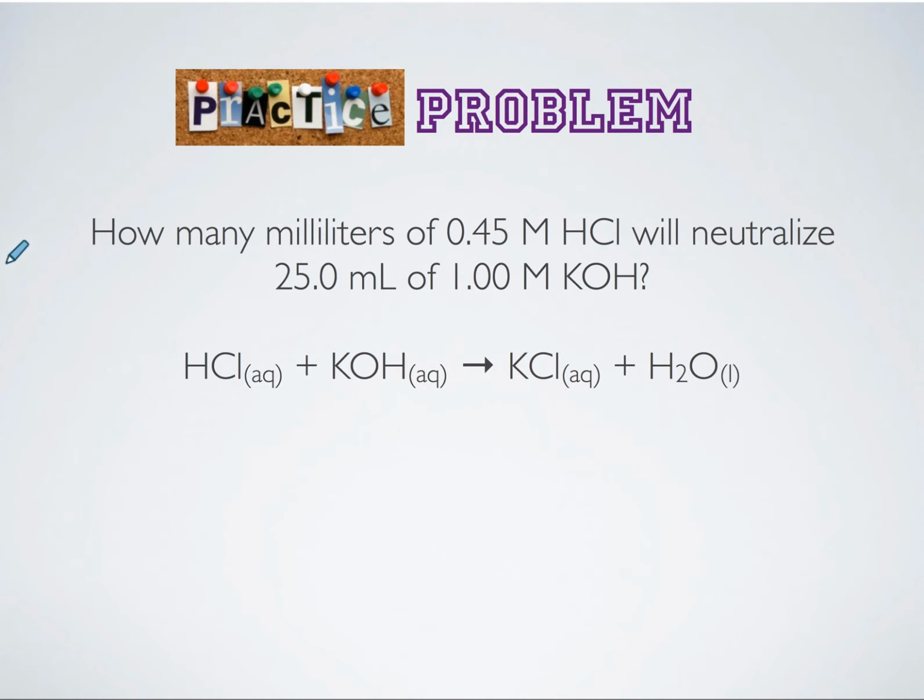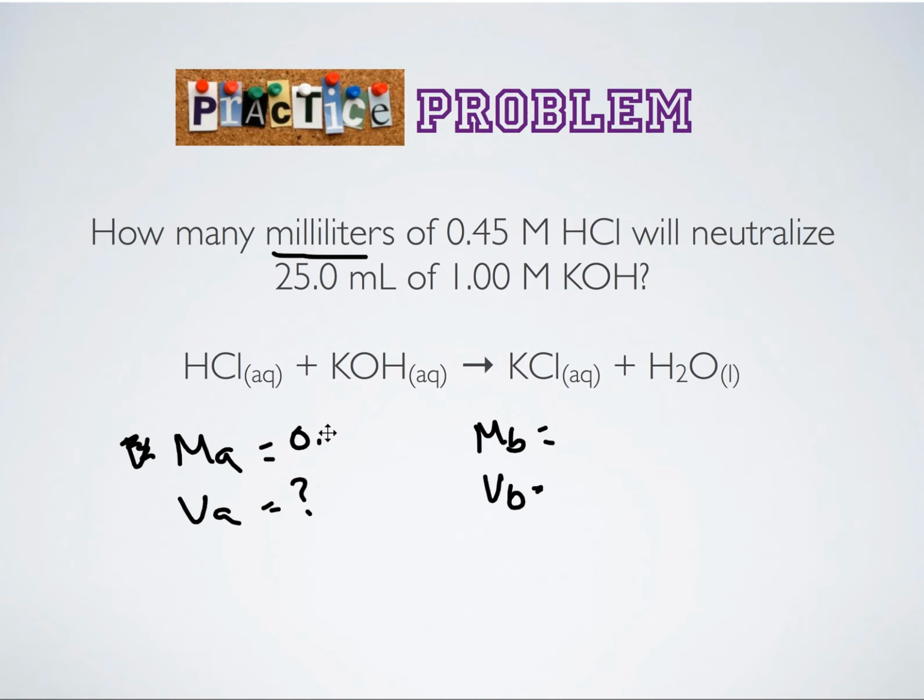Alright, so for our last problem here, we're going to go just in the opposite direction. So this time we're going to be looking for milliliters instead of a concentration. So I'm going to write out each of my variables here. So I have Ma, Va, Mb, and Vb. How many milliliters of acid? So I'm looking for volume of acid. I'm starting off with 0.45 molar. We'll neutralize 25.0 milliliters of 1.00 molar KOH. So KOH is our base, so these are both on the base side.